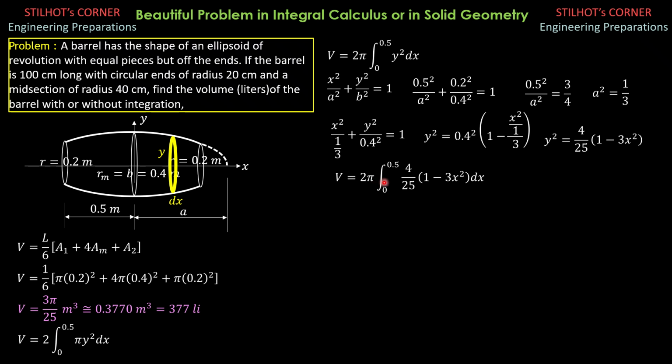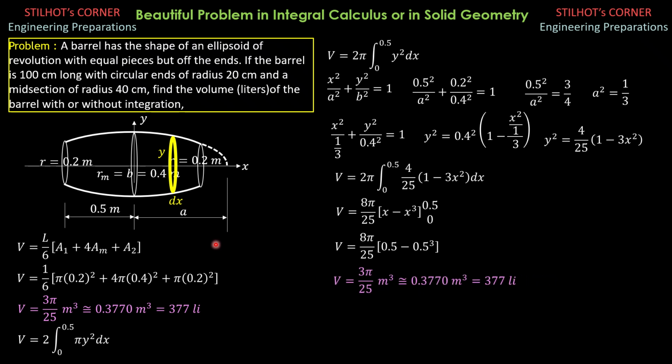We can easily evaluate this by power formula. So volume equals 8 pi over 25 times the quantity x minus x cubed from 0 to 0.5. So volume equals 8 pi over 25 times the quantity 0.5 minus 0.5 cubed. We can now solve the volume, which equals 3 pi over 25, or 0.3770 cubic meter, 377 liters.